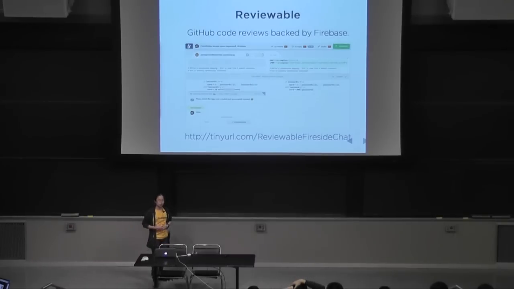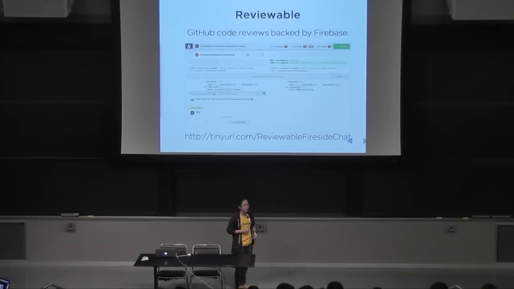Reviewable is a relatively new site. It does GitHub code reviews, and this is also backed by Firebase. They basically are a one-person team, a two-person team. And they said, how are we going to make our website as fast as possible? We don't want to deal with servers going down and figuring out all of these things, so we're going to use Firebase. And so what they do is GitHub code reviews. You can collaborate with each other, and it basically gives you a different view for pull requests on GitHub.